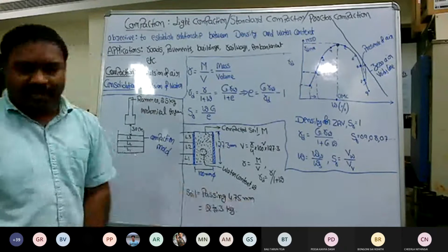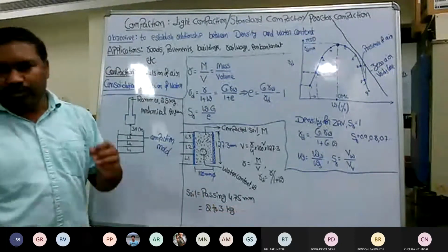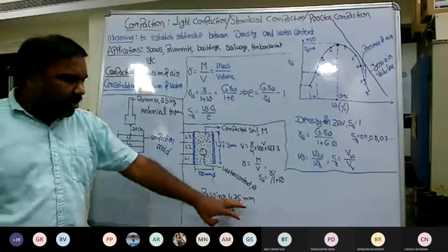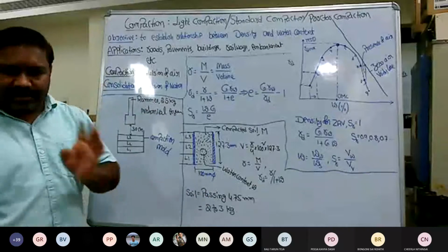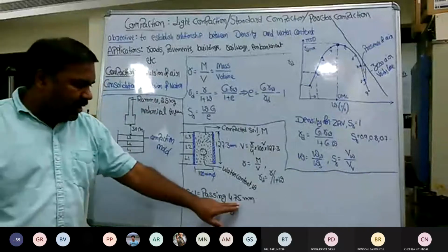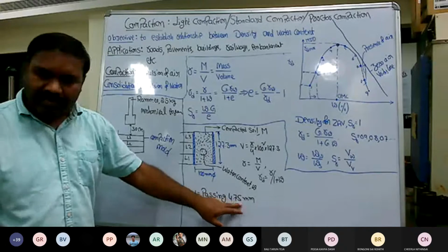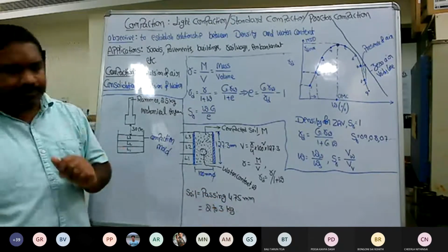When you do any compaction, never remove any particle fraction, whether sand, silt or clay. The compaction is always done on the composite of a soil which comprises all sand, silt and clay. So here we are going to take soil passing through 4.75 millimeter, approximately 2 to 3 kg.